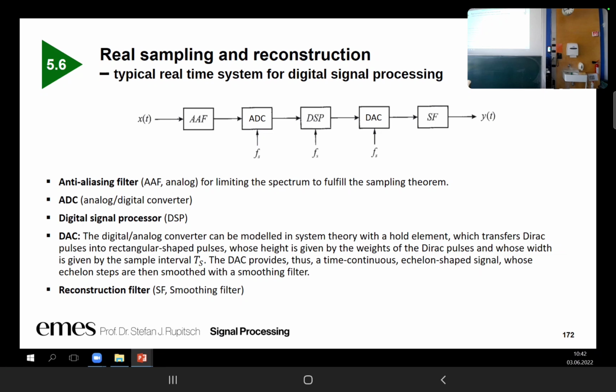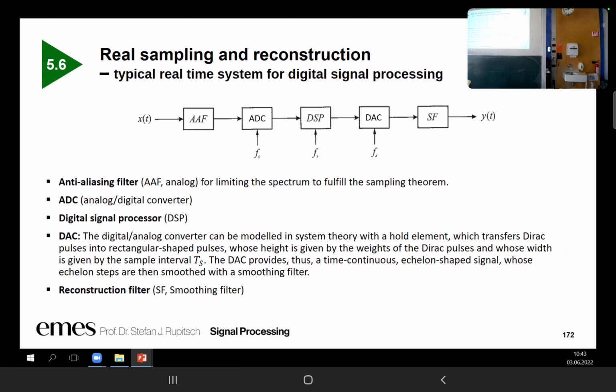Signal processing unit, where in the digital world we can alter our signal, we can filter it, amplify it, we can do whatever we want, we can store it. Mostly, or many times, we want to convert our digital signal back again to the analog world, and this can be done with a digital to analog converter.